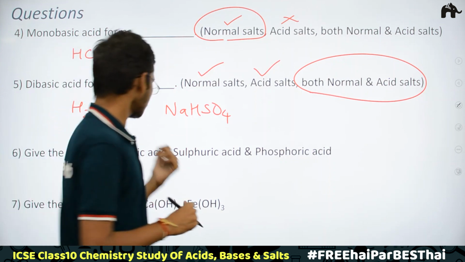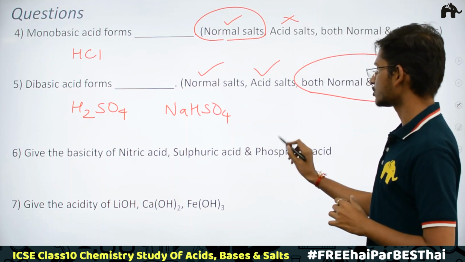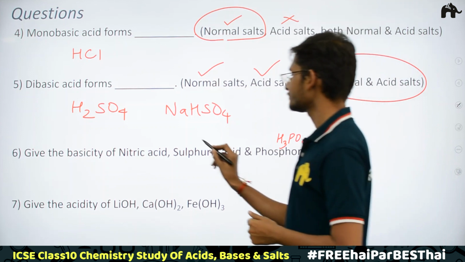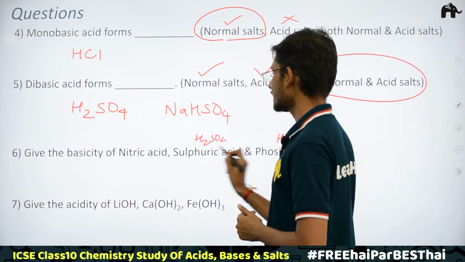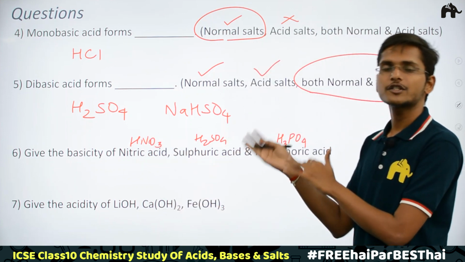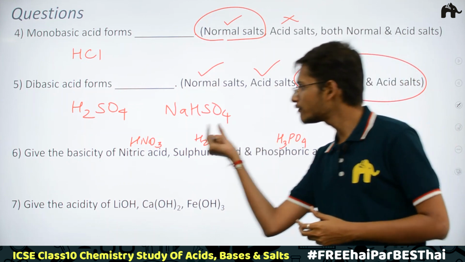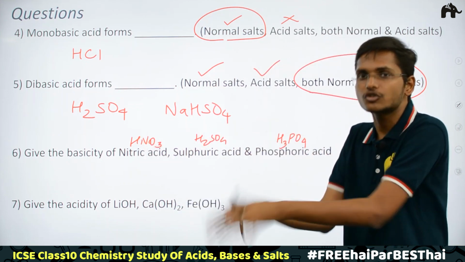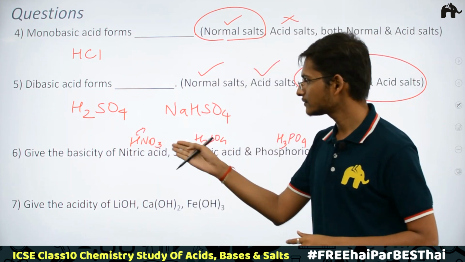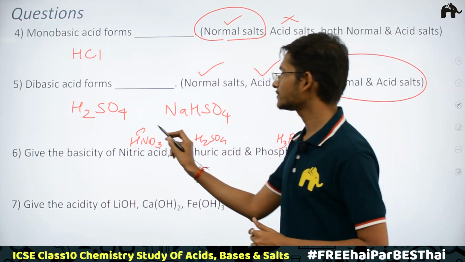Now next, give the basicity of nitric acid, sulfuric acid, phosphoric acid. First we would write the formulas, it would become easy for us. Phosphoric acid H3PO4, sulfuric acid H2SO4 and nitric acid HNO3. Now what is basicity? We all know it is the number of H3O plus ions, hydronium ions, formed by the ionization of one molecule of the acid in aqueous solution, right? So HNO3 would give only one H3O plus ion since it has only one ionizable hydrogen atom. So its basicity would be 1.